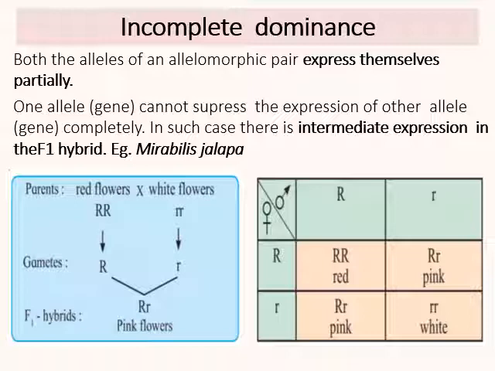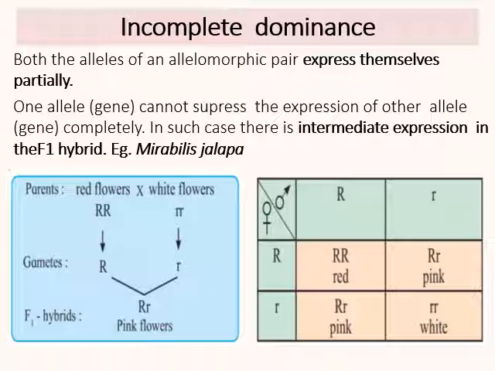Red flowers are obtained in the proportion of 1, pink flowers in the proportion of 2, while white flowers are obtained in the proportion of 1. While the genotypic ratio is capital R capital R 1, capital R small r 2, and small r small r 1. So the ratio is 1:2:1. Both the ratios are the same. Phenotypic and genotypic ratios are similar in incomplete dominance.